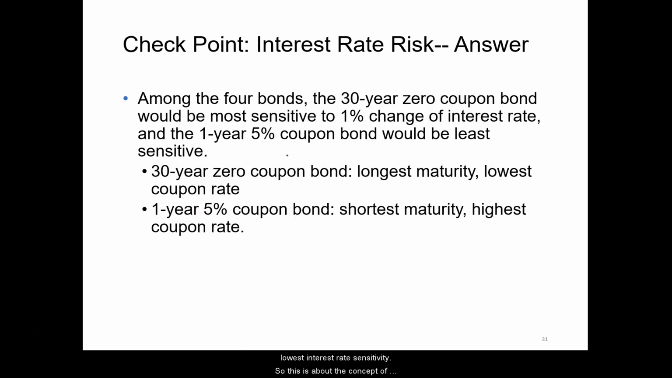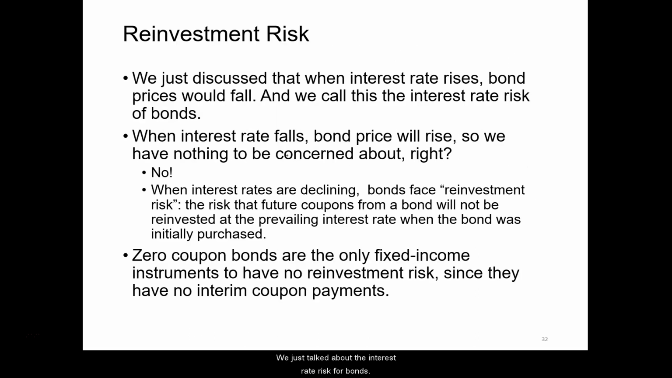So this is about the concept of interest rate risk or interest rate sensitivity. Bond prices can be very sensitive to the change of interest rates. And different bonds have different levels of interest rate risk. It depends on the maturity of the bond and the coupon interest rate of the bond. We just talked about the interest rate risk for bonds. Usually if you hold some bonds, you are definitely concerned about this interest rate risk when interest rate goes up.